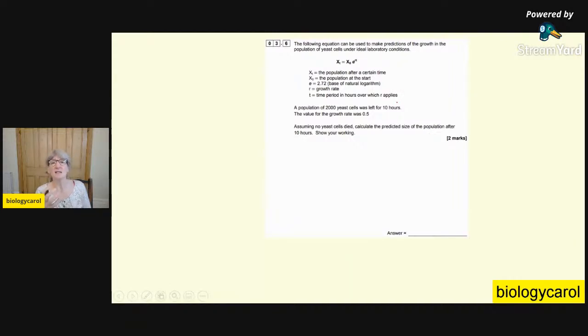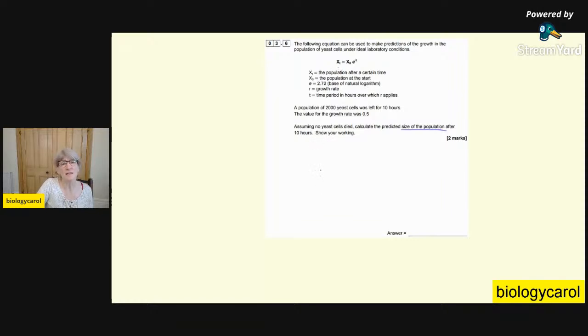Okay, another bit of maths. This is deep breath maths. Just take a deep breath and go with it, because all you're doing is substituting numbers into what looks like a horrible equation: xt equals xo times e to the power of rt. Whatever, I'm just going to do as it tells me. Assuming no yeast cells died, calculate the predicted size of the population after 10 hours.